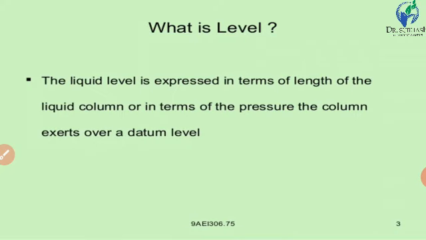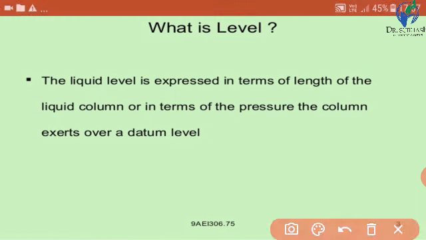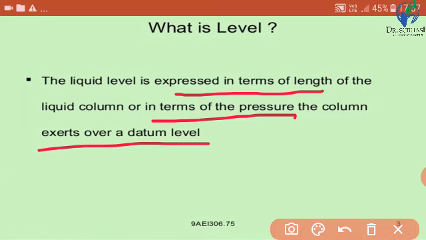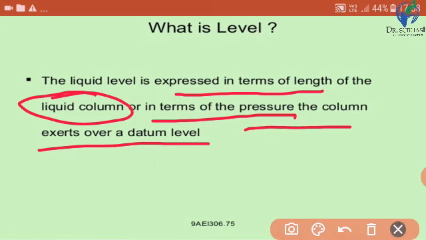Now, what is level? The liquid level is expressed in terms of the length of the liquid column, or in terms of the pressure the column exerts over the datum level. This is known as level. So there are two types of things. One is the level of the column, which is very easy, and in other terms we can use pressure, in terms of the pressure the column exerts over a datum level. So this is level.